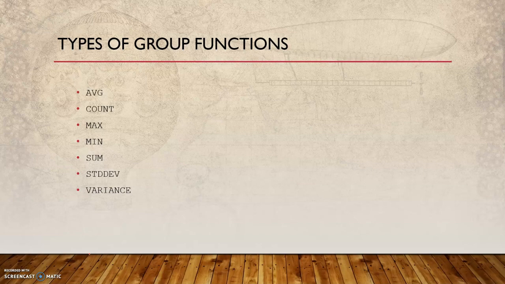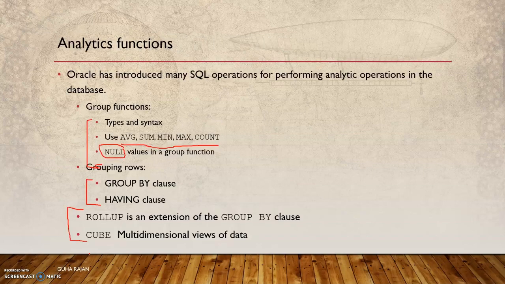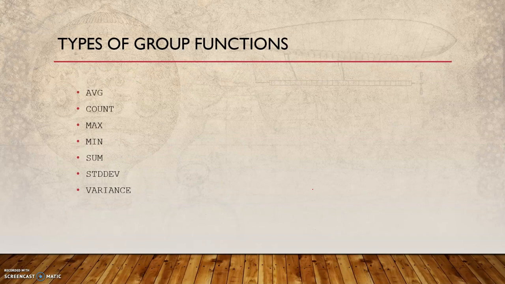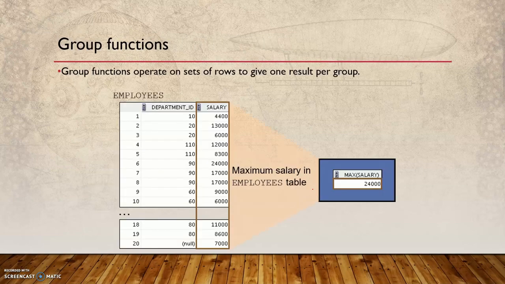We'll split this into 3 different parts. First, we'll look at this one with an example, and then subsequently we'll look at the group by and having, and finally we'll look at the roll up and the cube part. So first, group functions: average of a group, count, max, min, sum, even standard deviation and variance are all there. It's just a function, so you can directly use them in SQL statements.